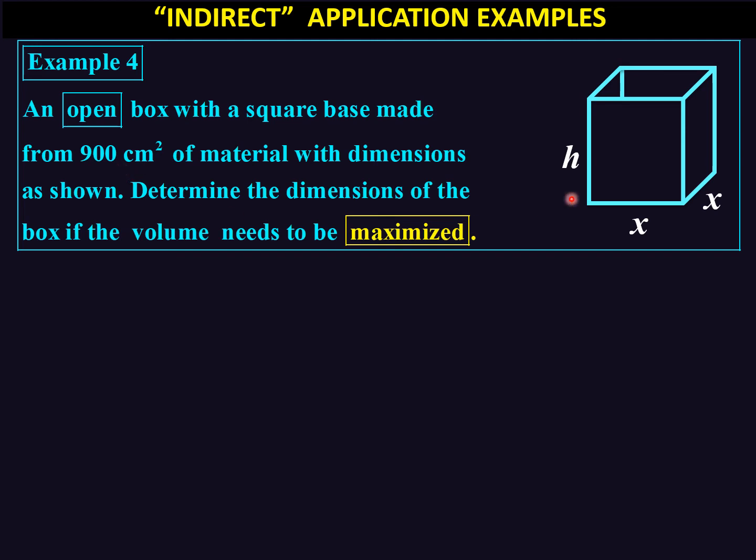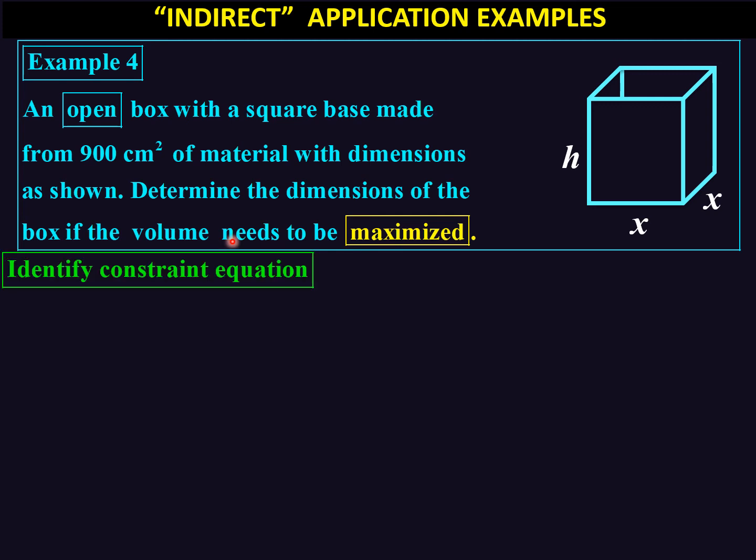So the 900 centimeters would actually be the what of the box? The surface area. How many surfaces do we have here? That's correct, 5, because we don't have a top there. What's the objective here? We want to maximize the volume.